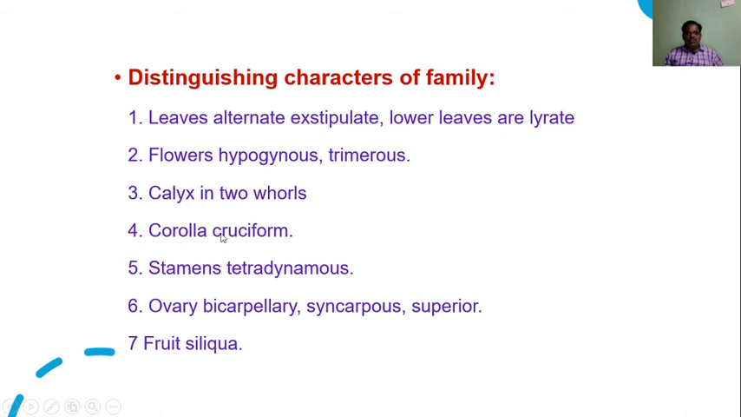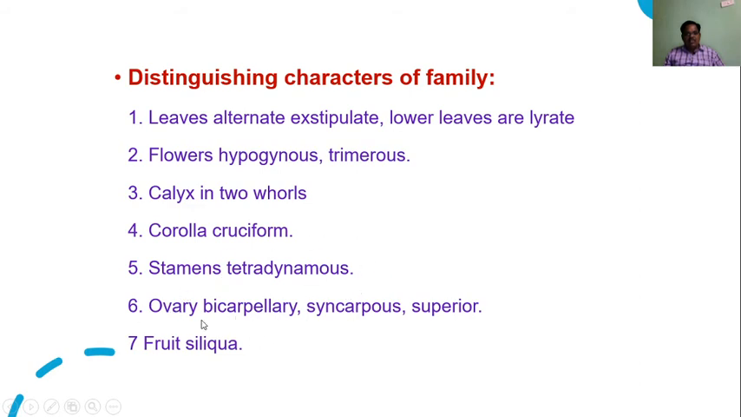So a cruciform corolla is there, because 4 petals are arranged so that they look like a cross. Then stamens are 6 in number, and this is known as tetradynamous. Their condition is 4 long and 2 short, so tetradynamous is there.